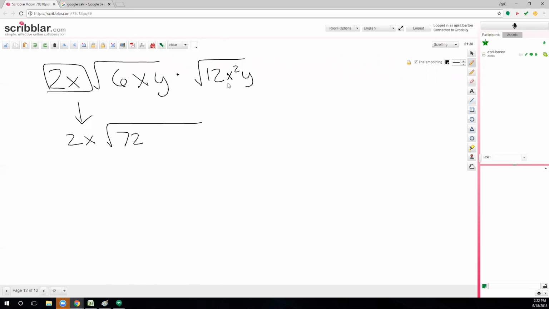Variable-wise, it's more like counting. If you have x times x squared, there's really 3 of them. 1, 2, 3, since x squared means there's 2 of them. Or if you remember the rule of exponents, you do 1 plus 2 to get 3. And then y times y, now there's 2 of them, so y squared.